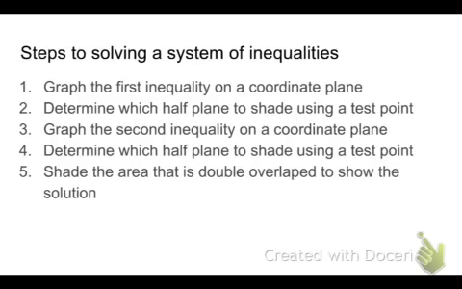I strongly encourage you to graph each inequality and determine the shading separately. So then our third step is to graph the second inequality, and the fourth step is to determine which half plane to shade. I strongly discourage you from graphing both lines and then trying to figure out what direction to shade. The last step is to shade the area that is double overlap to show the solution set. Make sure it's very clear, if you're using colored pencils or highlighters or different colored pens, which area is the double overlapped area.